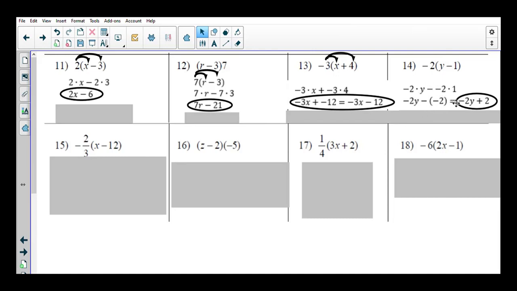Again, the main point here is distributing that number that's outside the parentheses by each of the numbers inside the parentheses.